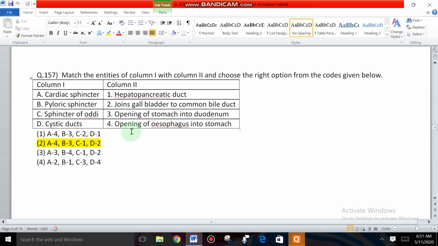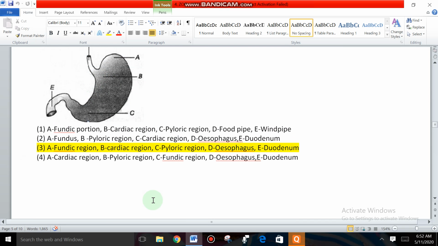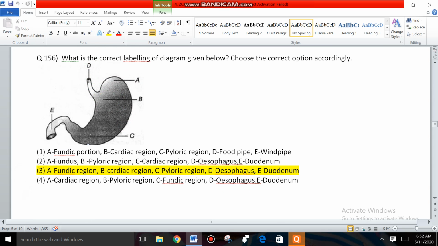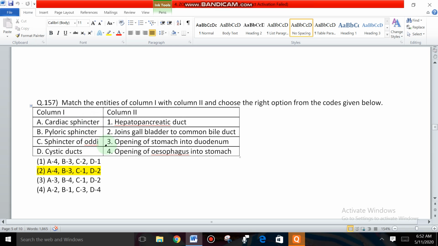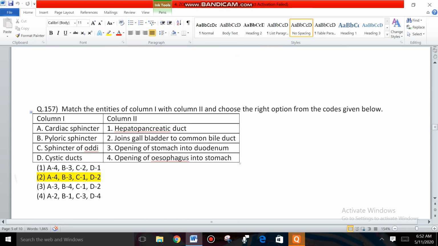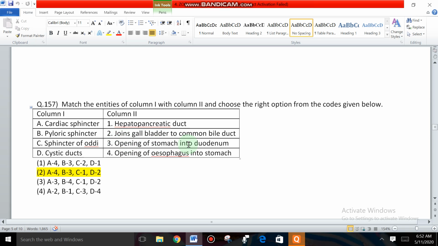Right. Next one. Match the following: cardiac sphincter, pyloric sphincter, sphincter of Oddi, and cystic duct. This is also most important in the digestive system parts. So where are the locations of the sphincters? Cardiac sphincter, you can know this and get the answer easily. Where the esophagus enters in the region of cardia, in that region the cardiac sphincter is present. So A4, opening of esophagus into stomach, right? And B3, pyloric sphincter, where the pyloric region of stomach enters into duodenum, that is called pyloric sphincter, right? So B3, opening of stomach into duodenum, right?